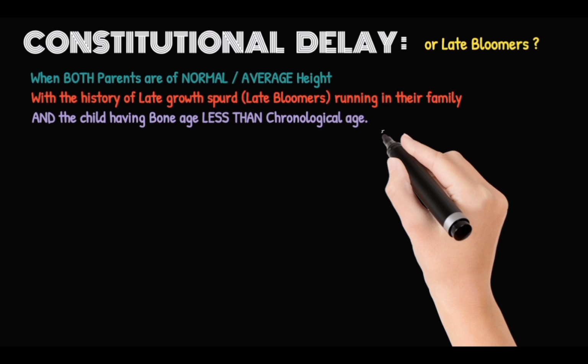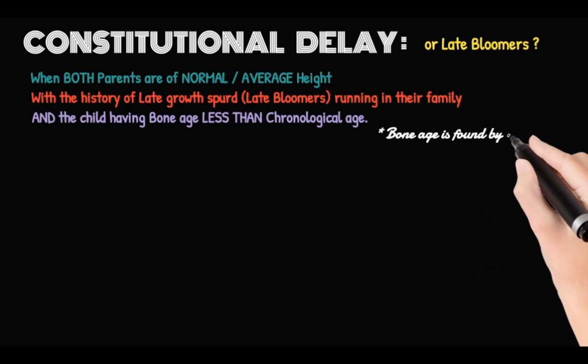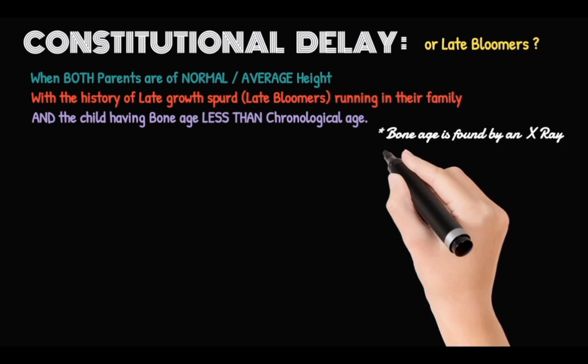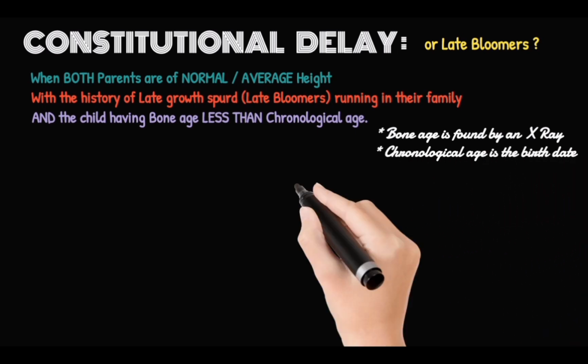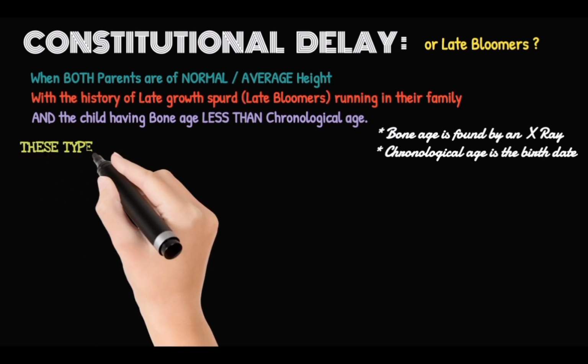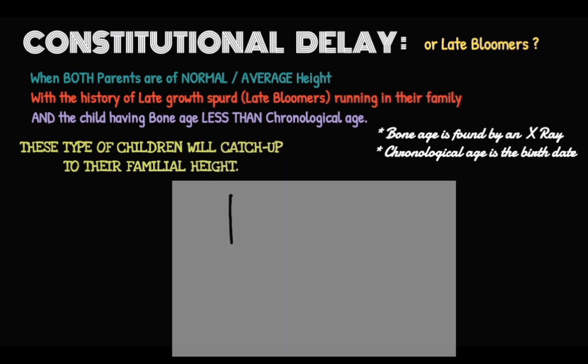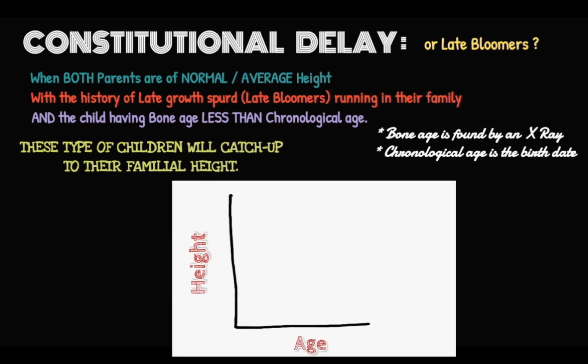To find out the number three, you need to have an X-ray that will tell you the bone age of your child. And for chronological age, you just need to know the birth date of your child. For example, if he is 20 years old, that is his chronological age. Now the graph related to the constitutional delay. On the x-axis there is age, and on the y-axis there is height.